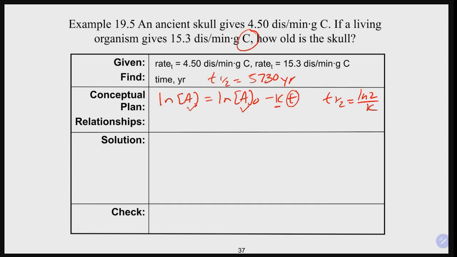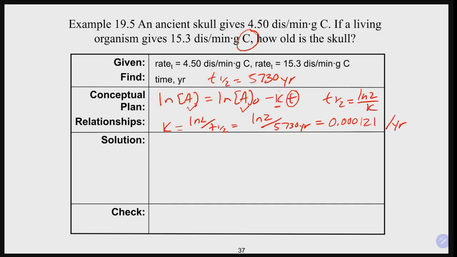So we are missing our decay constant in this case. So we are going to use the half-life of carbon-14, and we're going to solve for K. So K in this case would be the natural log of 2 divided by the half-life. Because it says grams of carbon in the units, that is how we know we should use carbon's half-life. If we do that, we get the natural log of 2 divided by 5730, which gets us 0.000121. The units here are 1 over years.